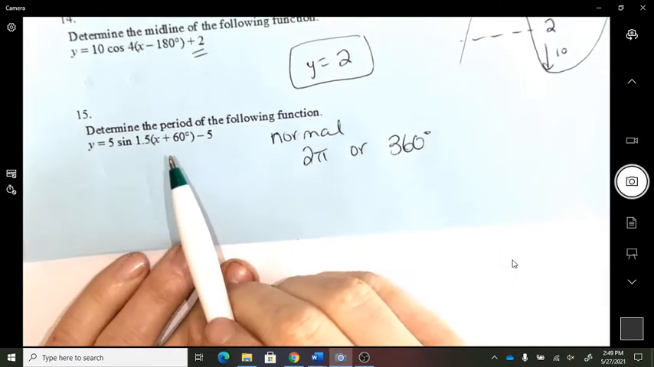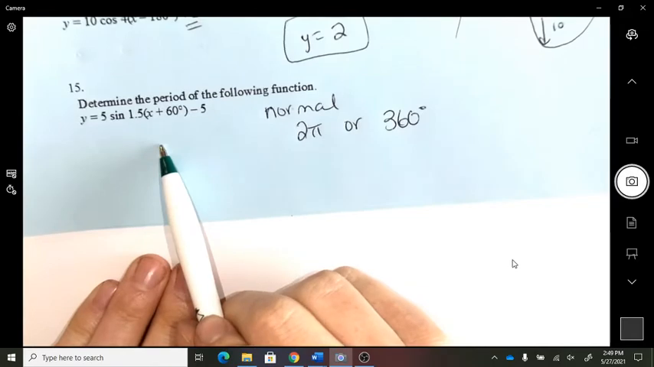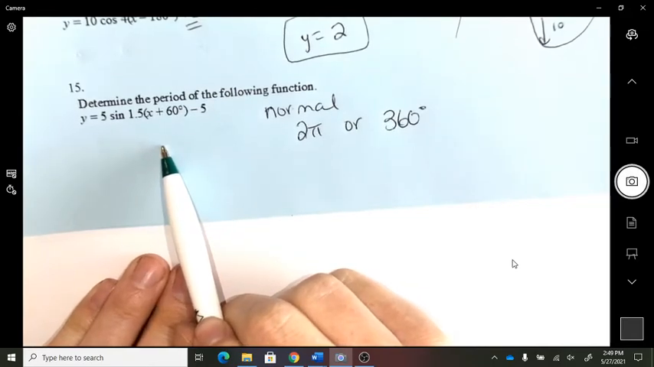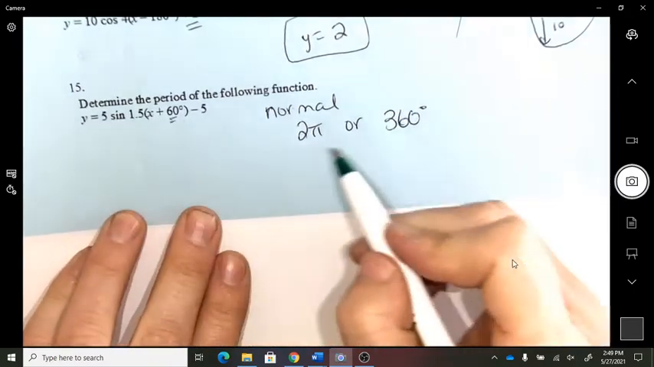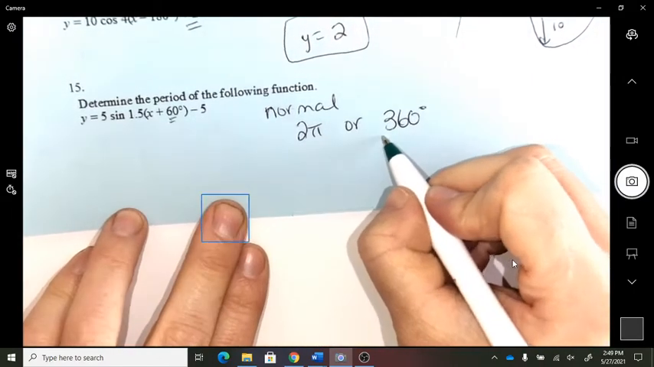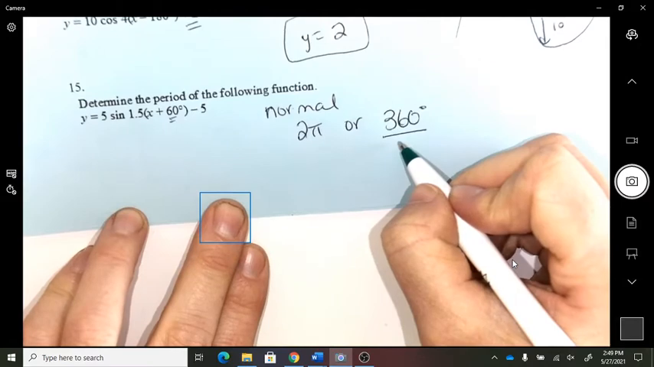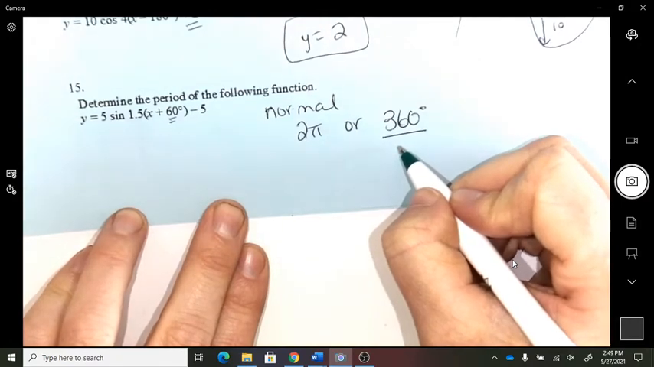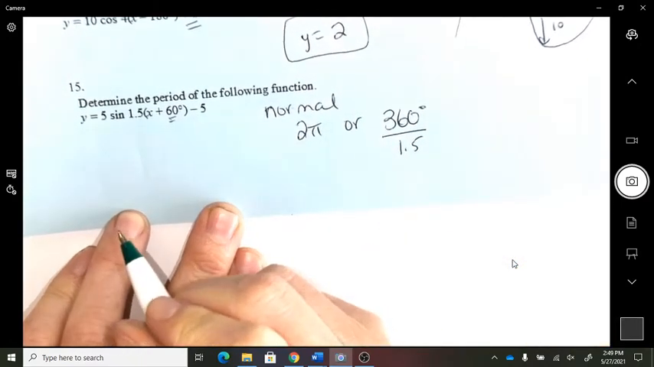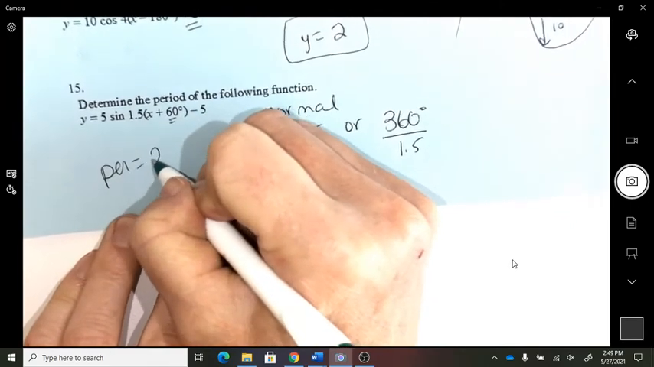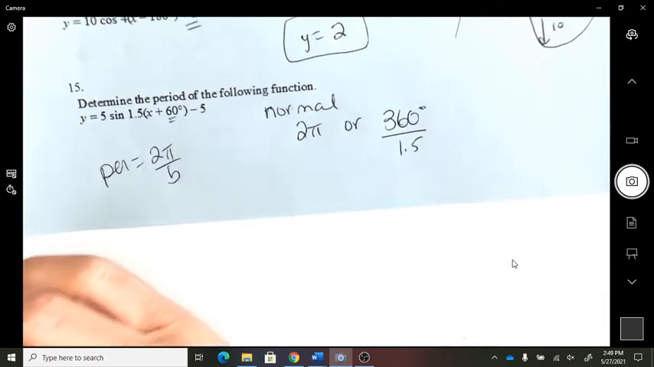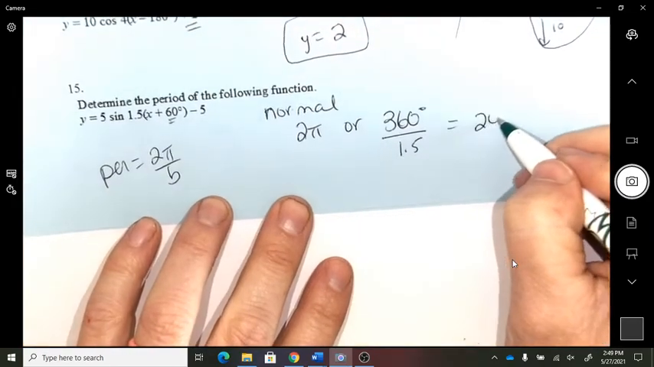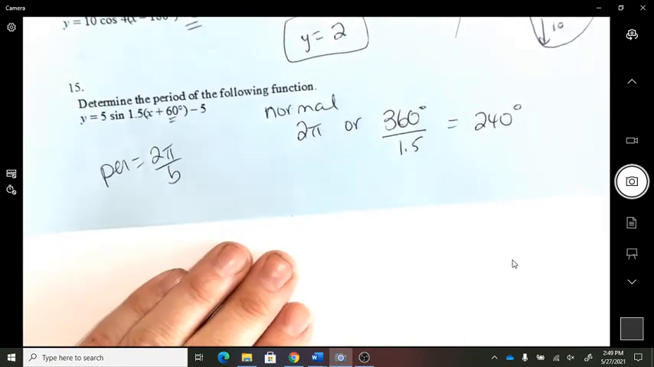Okay, so which language do you think this equation is in? Degrees, because I see a plus 60 degree in there. So I'm going to start with 360 and I'm going to divide it by which value? 1.5. Divide it by b. Period equals, well, I always gave you 2 pi over b. 240 degrees it would take you to get through a cycle.